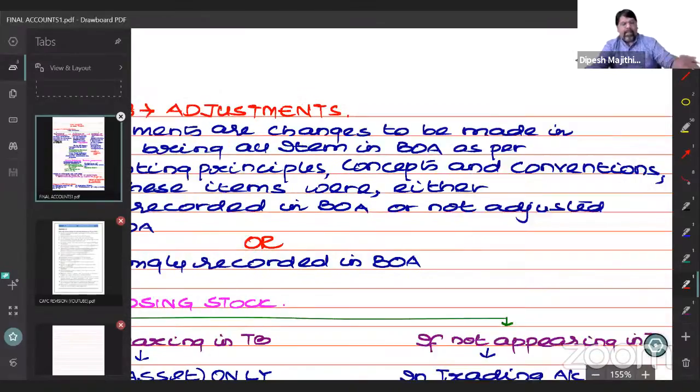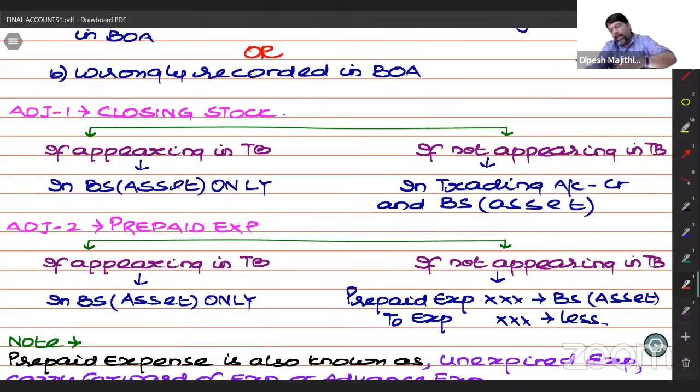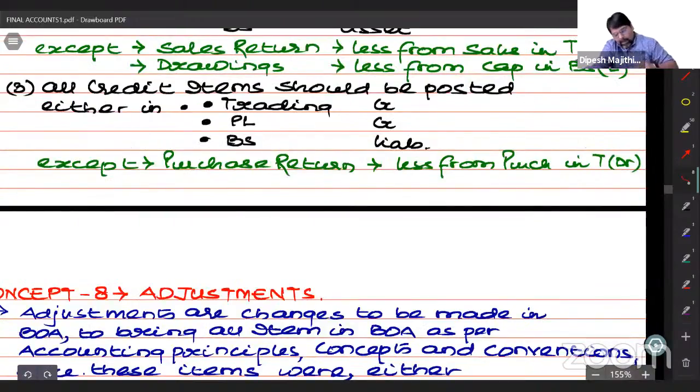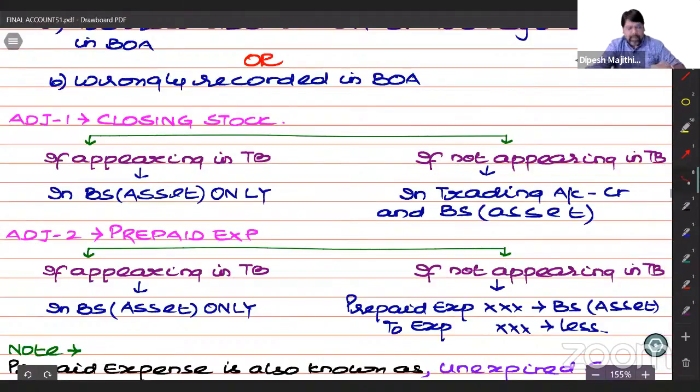Now, let's start with the first adjustment, closing stock. As I told you, items of trial balance will come once only. So if closing stock is appearing in trial balance, it will come only in balance sheet asset. If it is not appearing in trial balance, it will appear in trading credit as well as balance sheet asset. This everybody knows. Very simple adjustment.